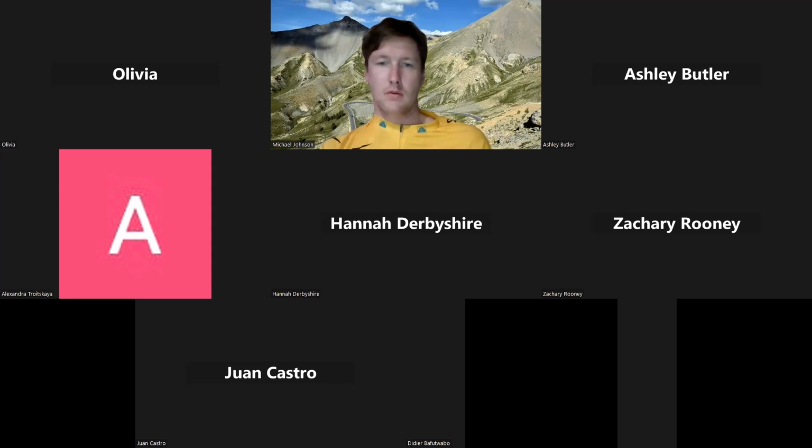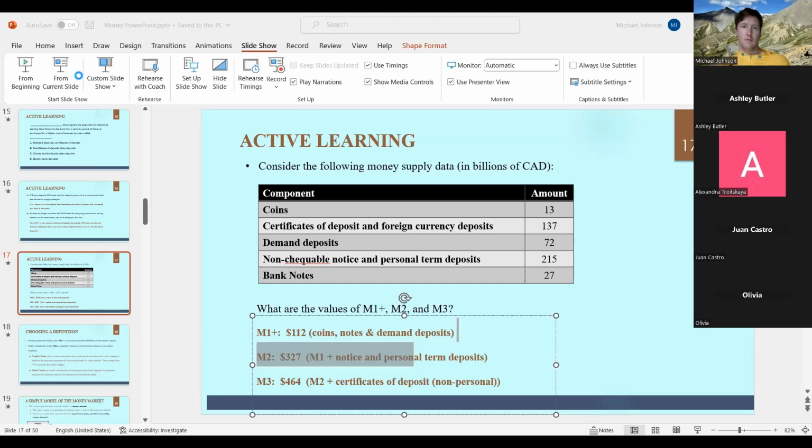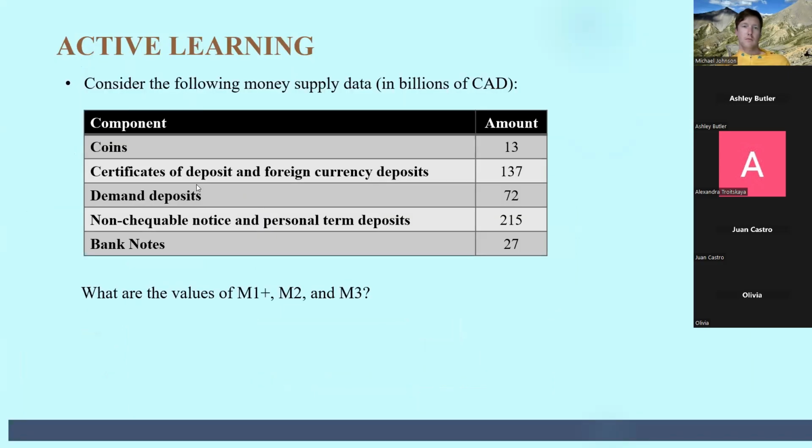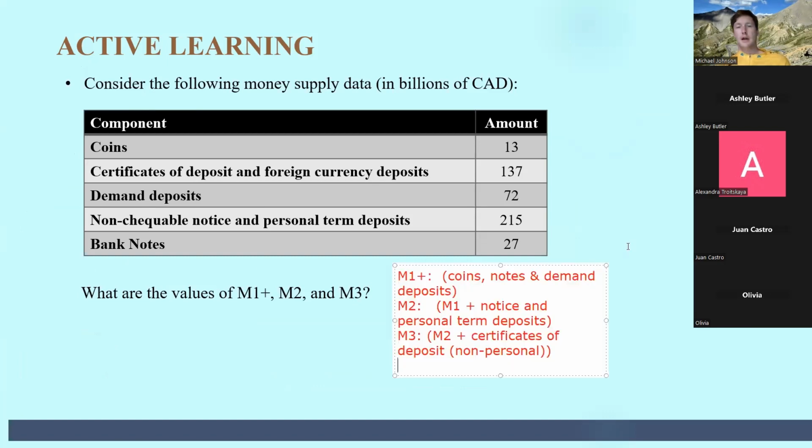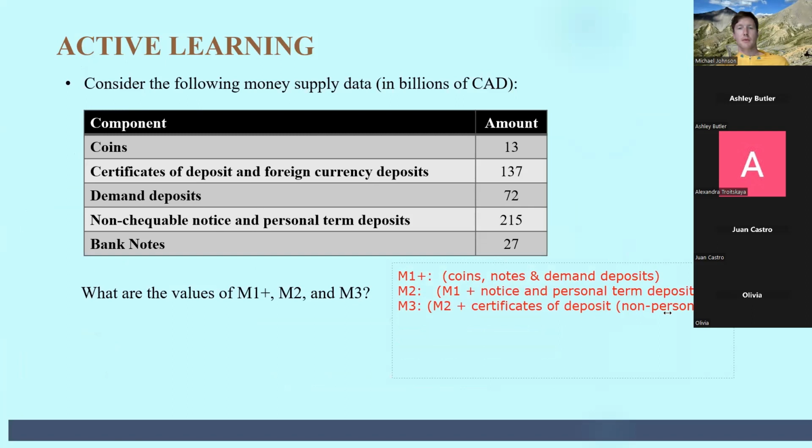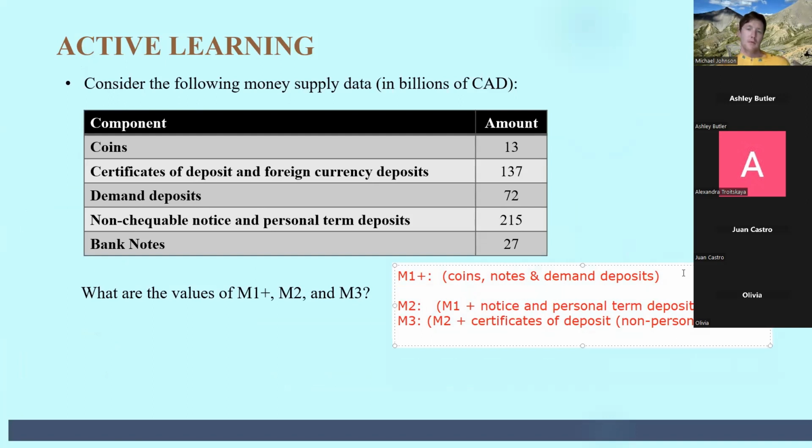Here, to calculate M1 plus, it's coins, notes, and demand deposits. To calculate M2, it's M1 plus notice of personal term deposits. Then to calculate M3, it's M2 plus certificates of deposit, non-personal. So what are the values of M1 plus, M2, and M3 in this case?